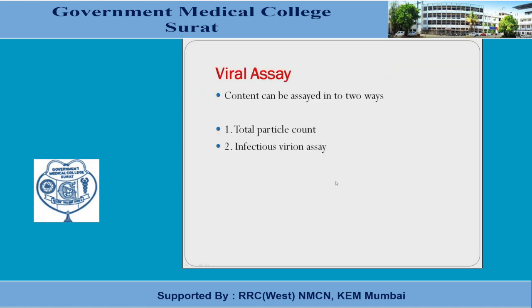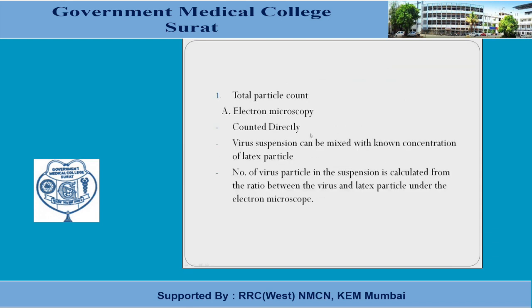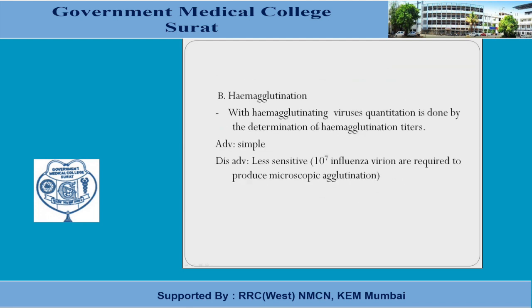Now viral assay. The content can be assayed in two ways. One is the total particle count and second is the infectious virion assay. Total particle count is done by electron microscope, counted directly. Virus suspension can be mixed with a known concentration of latex particles. The number of virus particles in the suspension is calculated from the ratio between the virus and latex particles under the electron microscope. Another is hemagglutination.